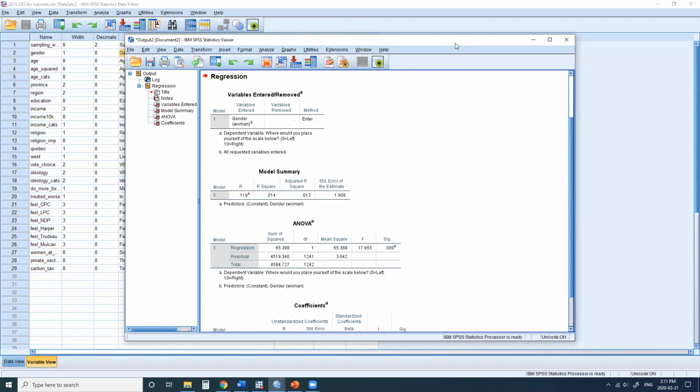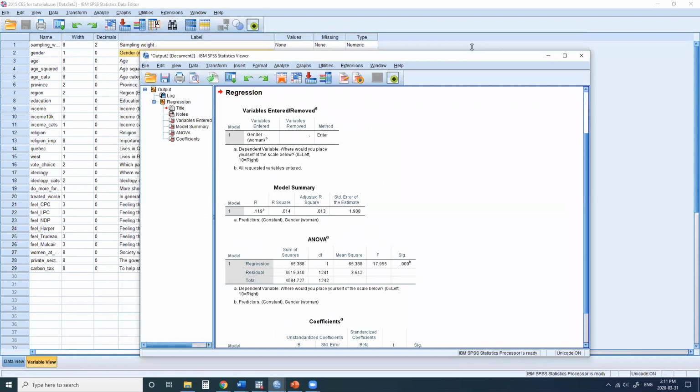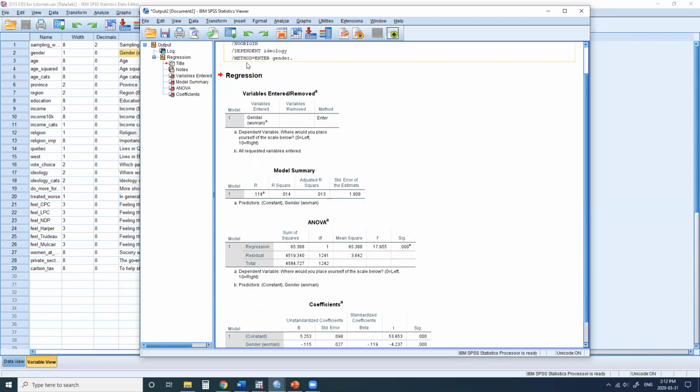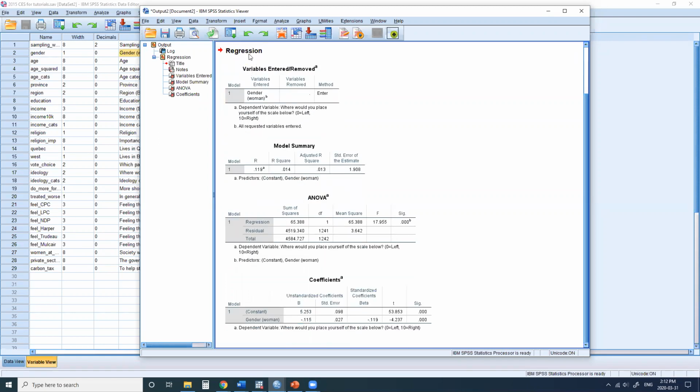And so we get a series of outputs, and I'm just going to walk you through what the program has spit out here. At the very top, if you want to get into programming your analyses with SPSS, these are literally the commands that the program has run. Below that, it says Regression, variables entered or removed. This simply means what are our independent variables? And then it says the dependent variable: where would you place yourself on the scale? 0 equals left, 10 equals right.